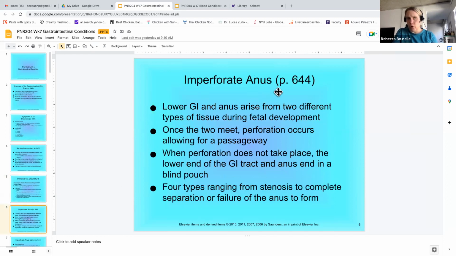Another congenital problem with your GI tract is what's called the imperforate anus. When this happens, there's either a narrowing or complete lack of an anus. So you either have a hard time getting your stool out of your colon, or it can't pass at all. So you don't have a normal opening for your poop to leave your body. And this is something that kids are born with.